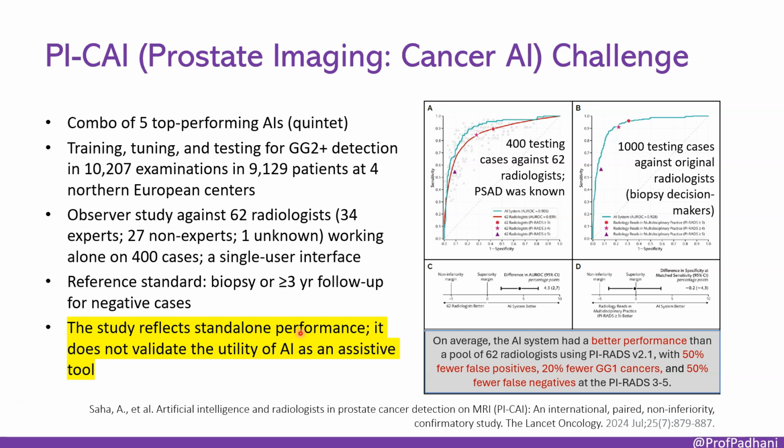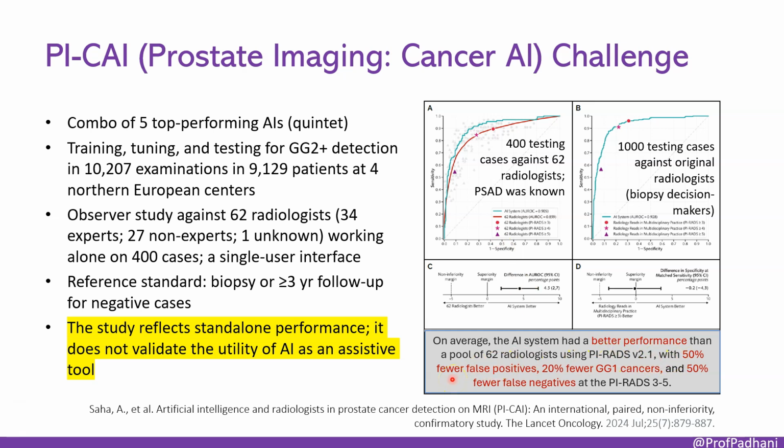Right. Which brings us to the PI-CAI challenge on slide 8. This directly compared AI to radiologists. It did. A big head-to-head comparison. Yeah. Top 5 AI algorithms versus 62 radiologists. Importantly, this was standalone AI performance, the AI reading on its own, not assisting a human. Okay, and what did they find? Pretty compelling results published in Lancet Oncology. On average, the AI performed better than the radiologists using PI-RADS 2.1. Similar sensitivity, but critically, 50% fewer false positives. 50% fewer. That's substantial for reducing unnecessary workups.